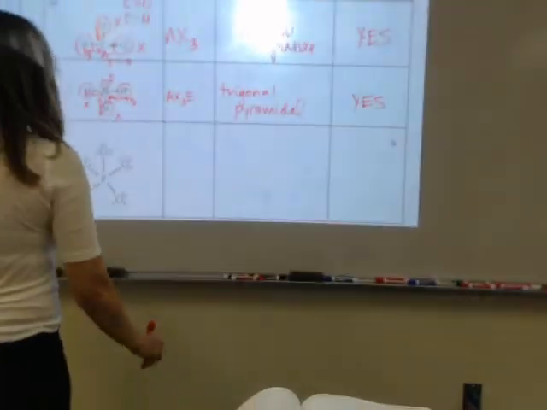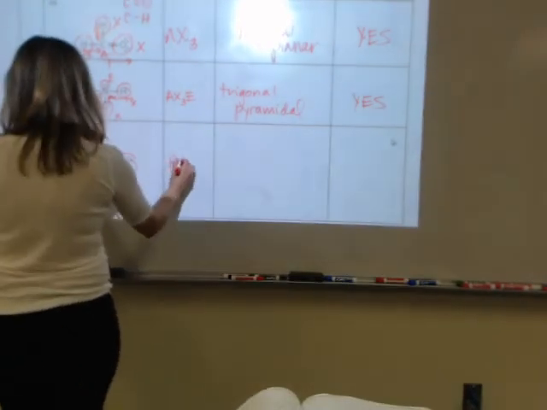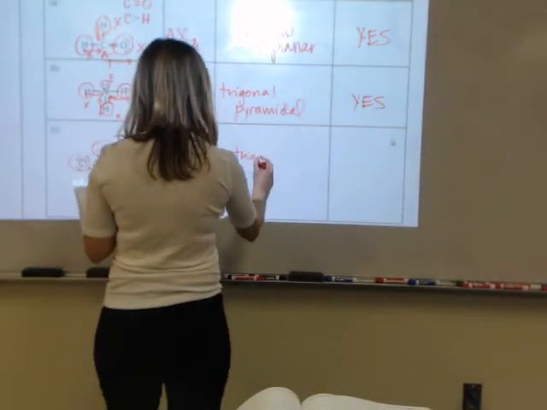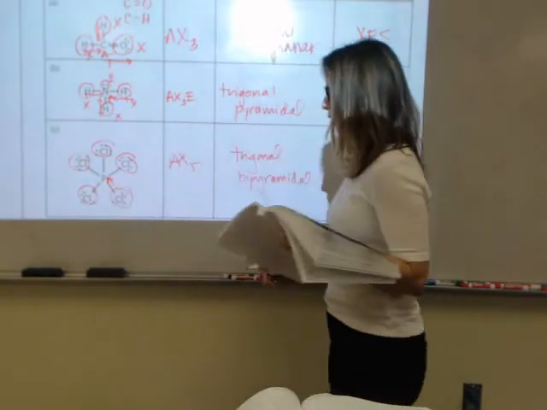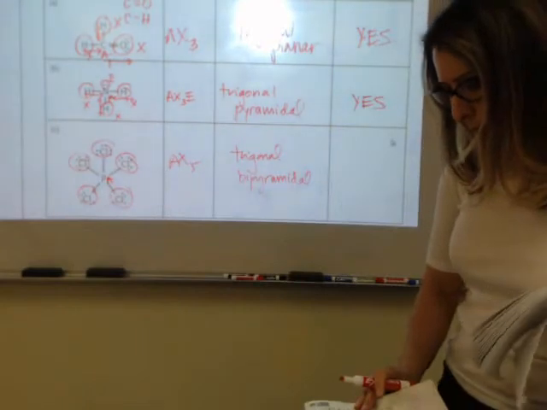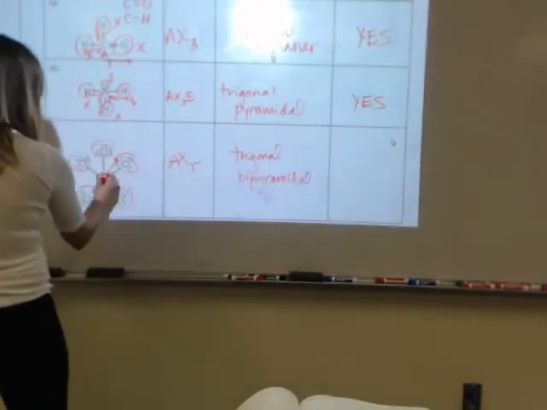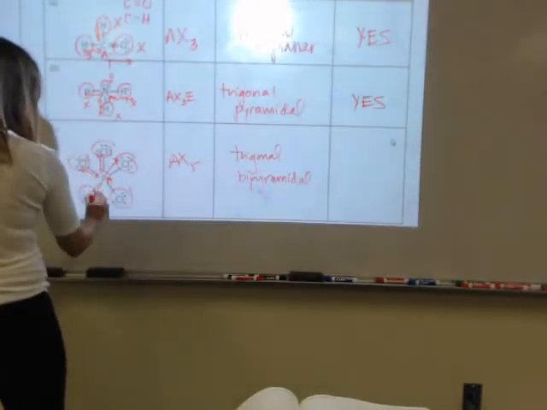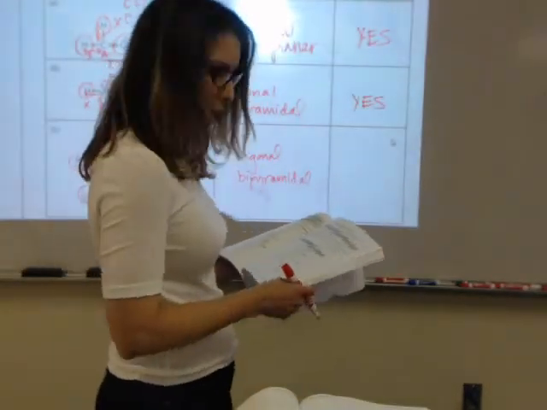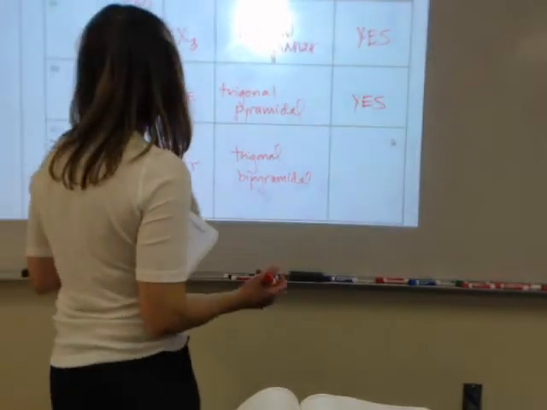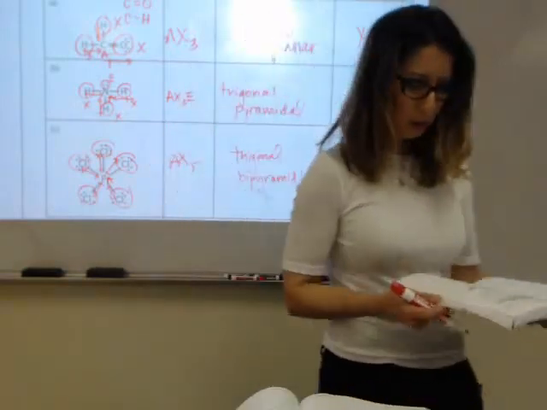Let's take a look at C. This is AX5. So this is trigonal bipyramidal. And if I look at phosphorus and chlorine, chlorine is 3.0, phosphorus is 2.1. So that means that chlorine is more electronegative, and this is a polar bond. And is this a symmetrical geometry? Yes, trigonal bipyramidal is. I have the same atoms bonded with the central atom, so the dipoles cancel, so this is not a polar molecule.